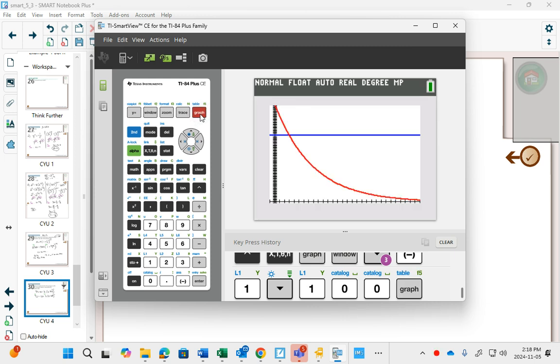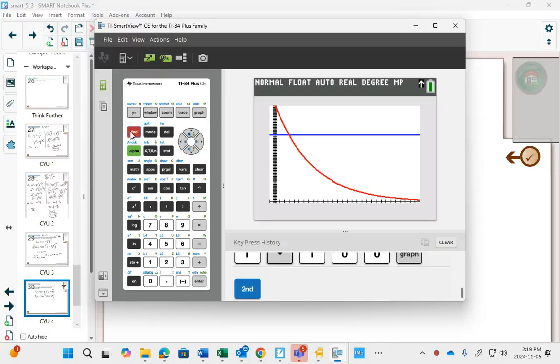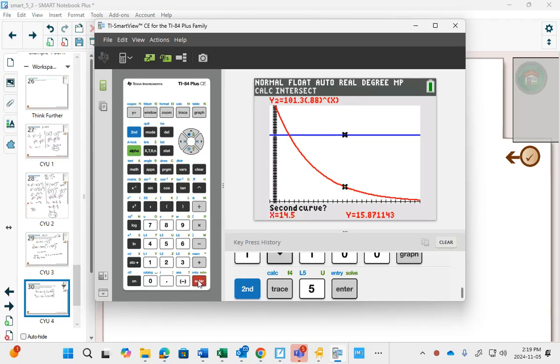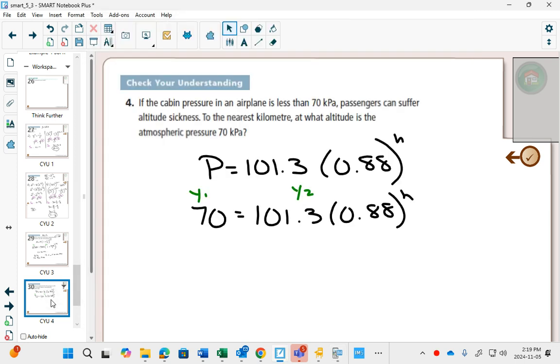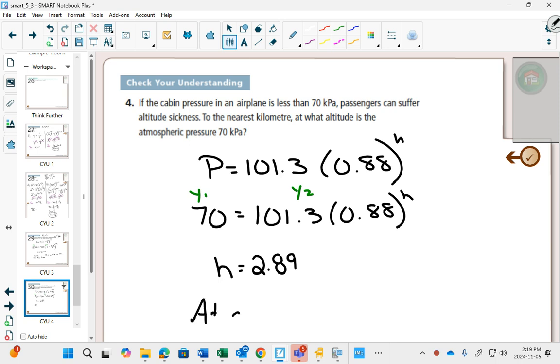And luckily, they intersect right here. So I can go second, calculate. Where do they intersect? Number 5. Enter on the first curve, enter on the second curve, enter when it says yes. And at 2.89, to the nearest kilometer, would be about 3 kilometers.